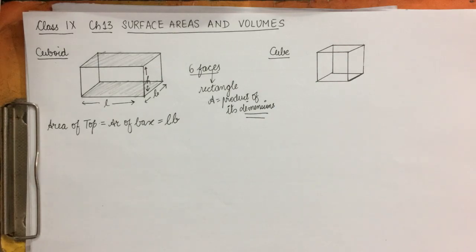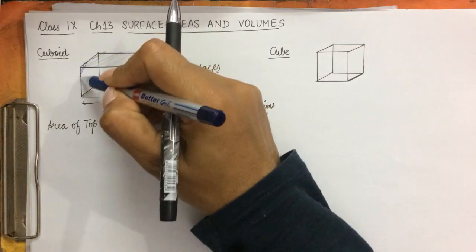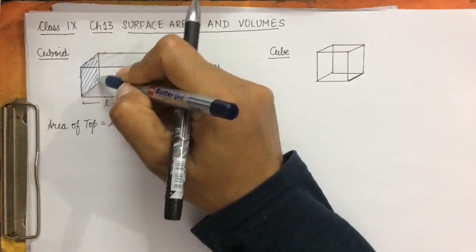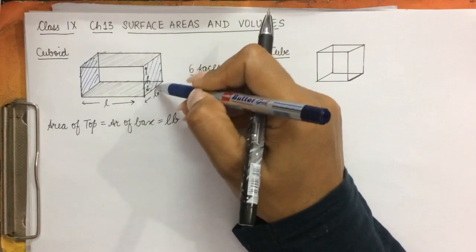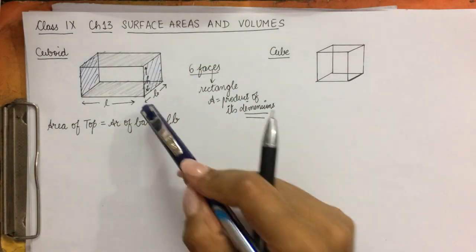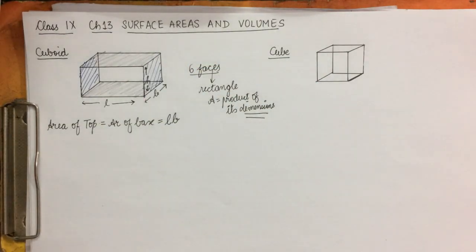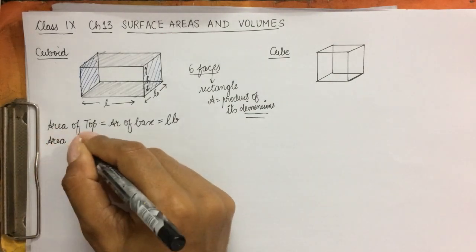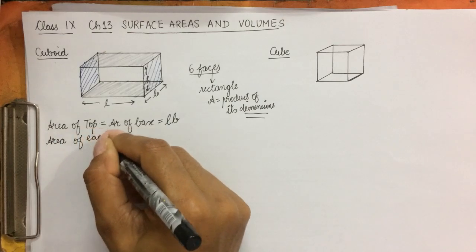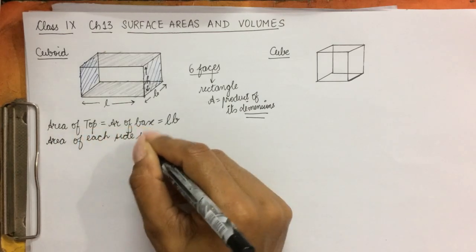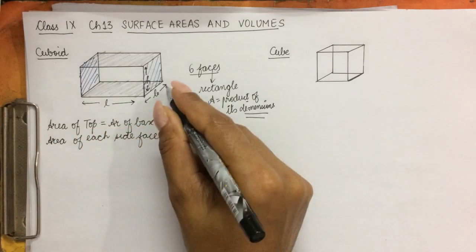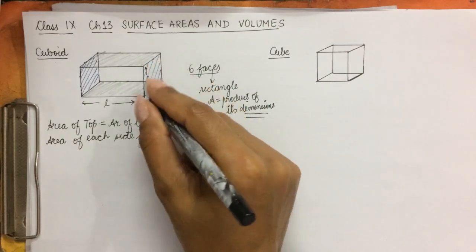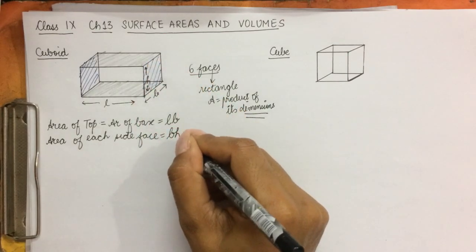Now let us see what are the dimensions for the side faces. If you look at the rectangles on the side, the dimensions are B and H. The area for the side faces will be given by the product of B and H. So the area of each side face is equal to the product of B and H, the sides of this rectangle.